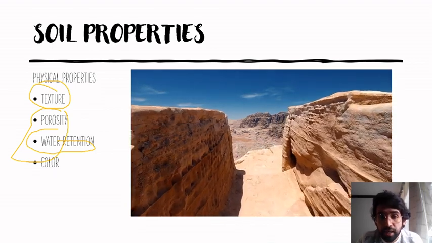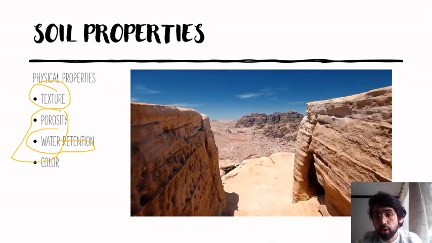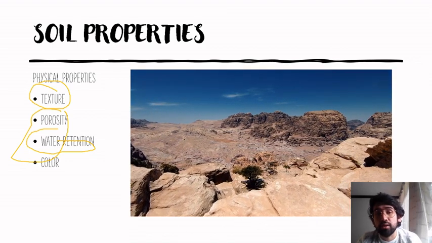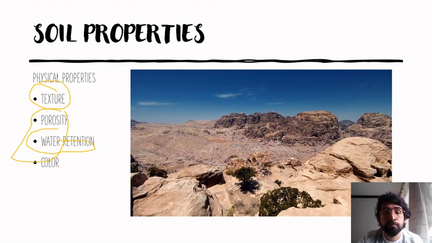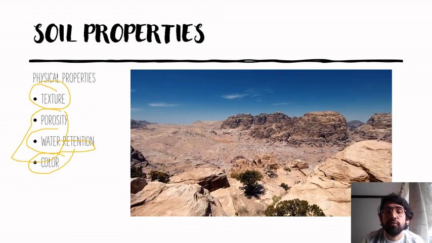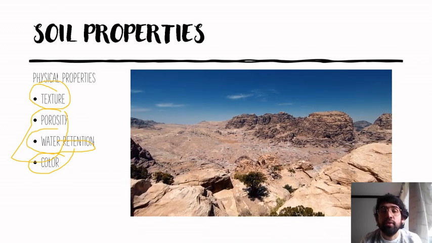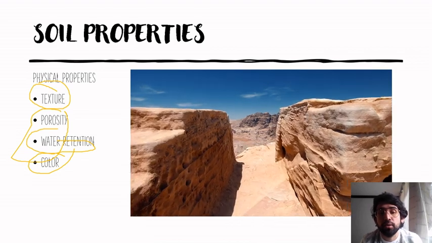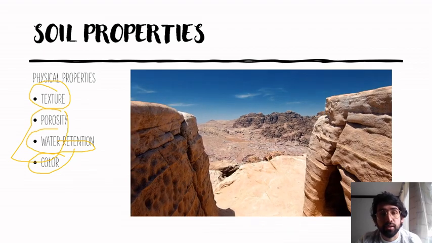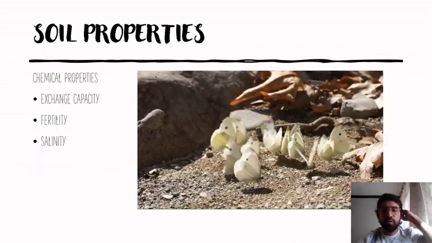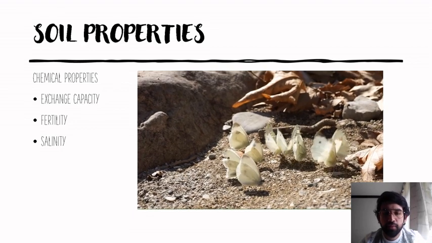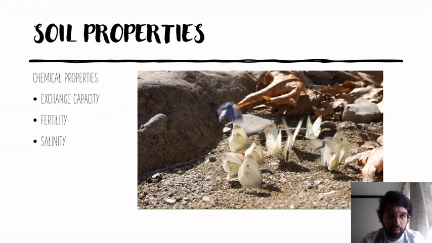So in this video we have the soil that does not store that much water, but in the rainforest we got this soil that is rich in water. Then we got color. That is an indicator of soil's components, and the color varies according to the amount of organic matter that the soil has. So let's talk right now about the chemical properties.